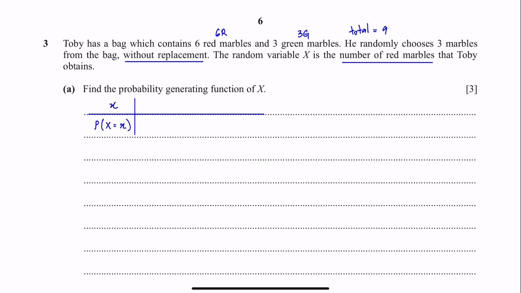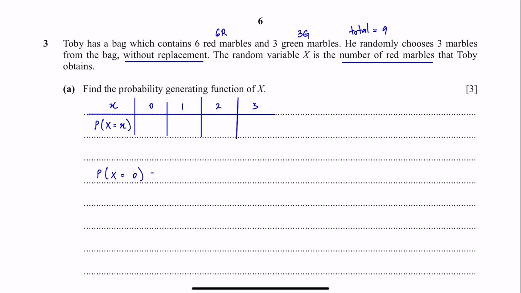So since he only chooses 3 marbles from the bag, and we have 3 green marbles and 6 red marbles, the number of possible red marbles that he can obtain would be 0, 1, 2, and 3. So let's find the probability one by one.